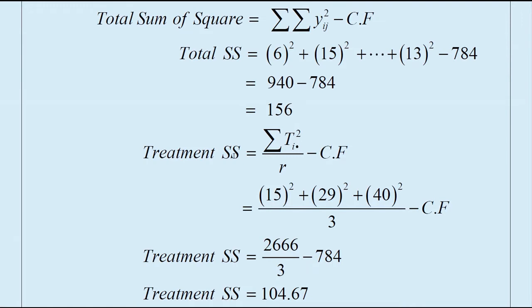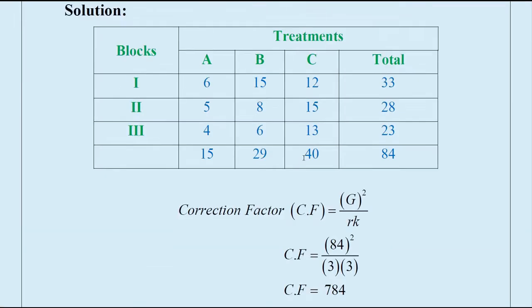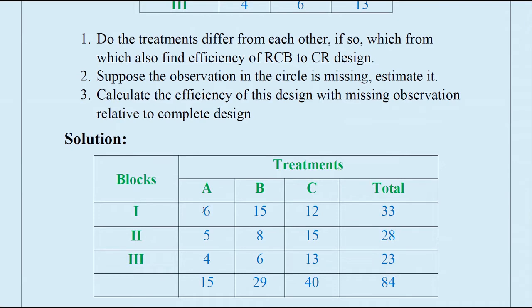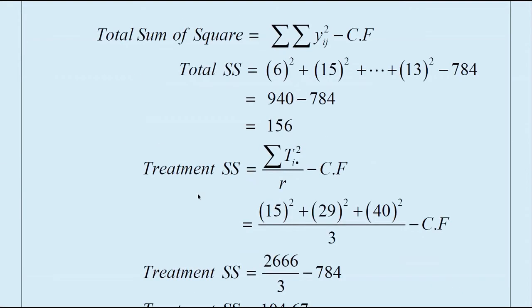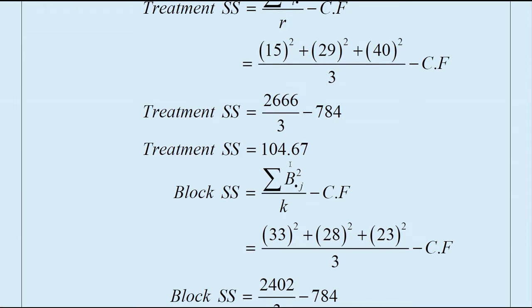Next we calculate the treatment sum of squares: the sum of Ti dot squared over R minus the correction factor. This formula is obtained because for treatment Ti dot, on the column sides there is variation. Column is represented by J and row is represented by I. So Ti dot is divided by the number of replications. 15 squared plus 29 squared plus 40 squared divided by 3 minus the correction factor. So here is the answer for the treatment sum of squares.